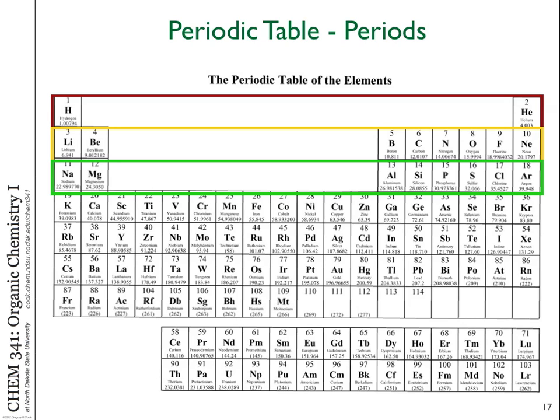And remember that the elements that are all the way on the right side of the periodic table are the noble gases, right? The so-called inert elements. And why are they inert?